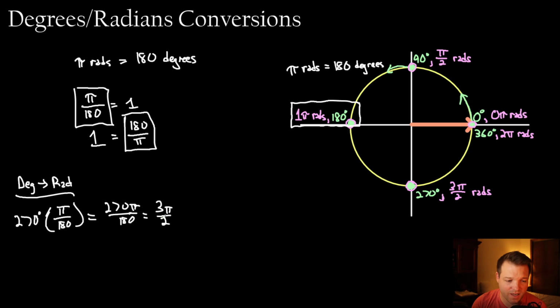All right, and is that correct? Is 270 degrees equivalent to 3 pi over 2? Well, let's take a look over here, and we did have that labeled. 270 degrees is the same thing as 3 pi over 2 radians.